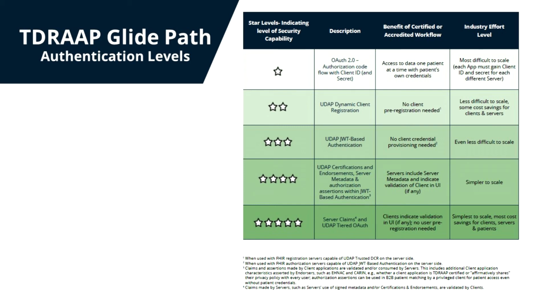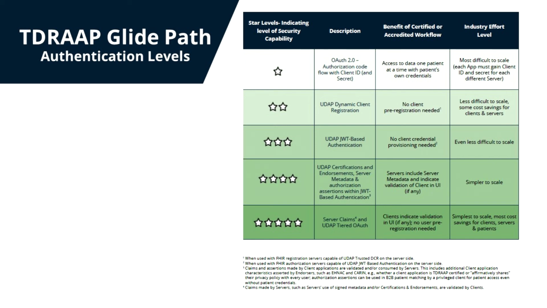So along with the TDRAAP program, both ENAC and UDAP.org have put together this star levels glide path. It's so that a consistent methodology can be followed across our industry as we collectively move from using that base OAuth 2.0, that client ID and secret, and move on to a much more scalable and efficient framework that allows for reusable client application, server, identity provider, and end user credentials. And you can see we've got star levels from 1 to 5. Obviously, OAuth 2.0 is the basic right now as built into our rules. We're proposing to the organization that they move through to gain level 5 in the end to really promote the simplest scaling and the most cost savings for clients, servers, and patients.